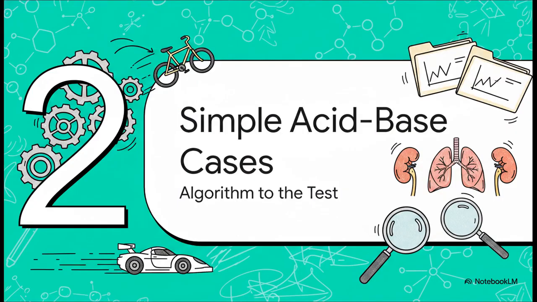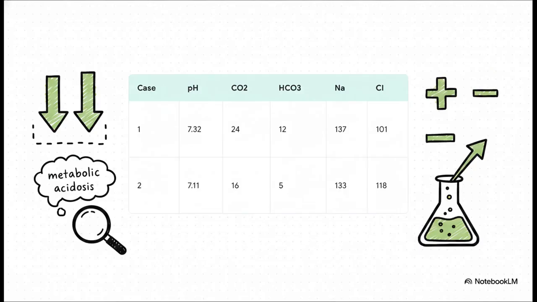All right, section 2, solving simple acid-base cases, putting the algorithm to the test. It is time to take the training wheels off and look at our first 2 patient files. Let's dive into case 1. We've got a 63-year-old guy presenting with malaise. His pH is 7.32, which is acidotic, and his CO2 is 24, which is low. Since they're both pointing down, moving in the same direction, this signals a primary metabolic acidosis.